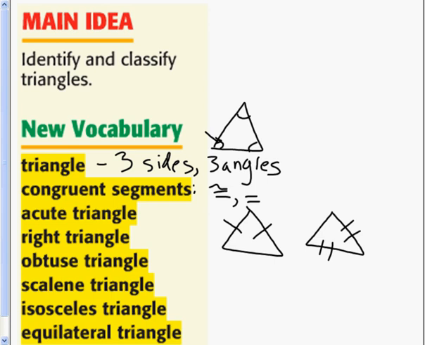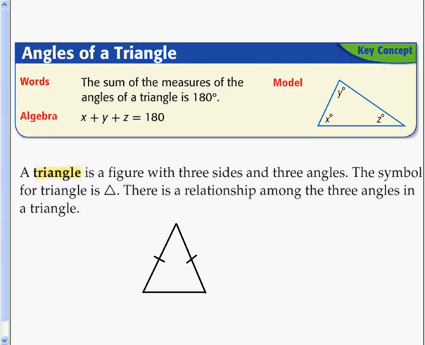Next, we have acute triangle, right triangle, obtuse triangle. We will actually get into defining these in one more slide here. On to the next one, we have angles of a triangle. Angles of a triangle are going to add up to 180 degrees. So x plus y plus z, being the three different angles of a triangle, add up to 180 degrees, which is also a straight angle. Just kind of a little review there.